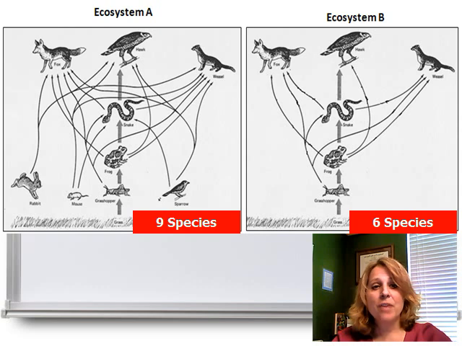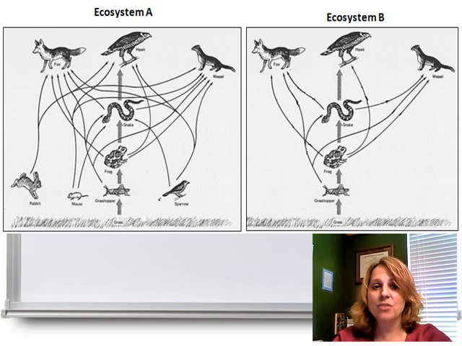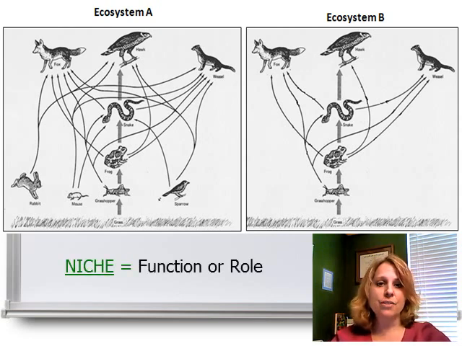However, increased biodiversity alone isn't enough to help an ecosystem sustain a catastrophic event. If the population of a species decreases, it has less of an impact on an ecosystem if there are other species that can fulfill its niche. A niche is a role or function of an organism in a community of plants and animals.